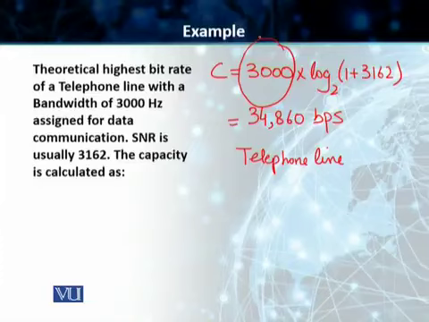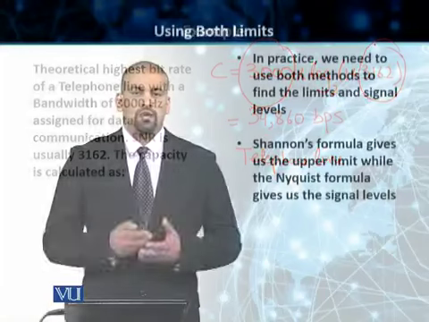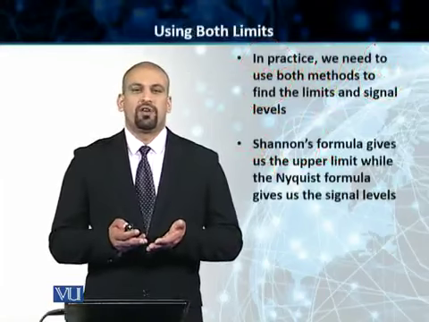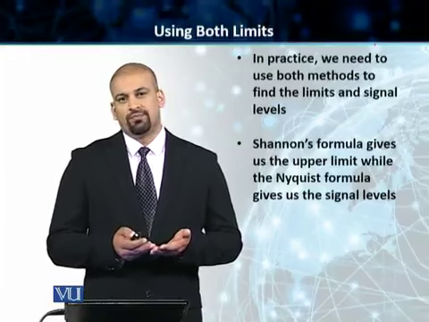Or what's the other factor? We need to improve the signal to noise ratio to make it better than 3162. If you don't do that, if you stick to the standard values of the bandwidth and the signal to noise ratio of a telephone line, then we end up with a capacity equivalent to 34,860 bits per second. Students, you saw that the Nyquist bitrate formula is what we use for a noiseless channel.